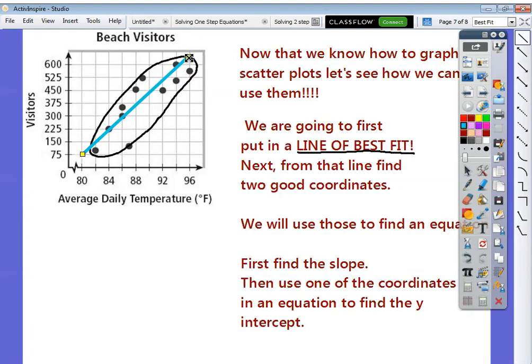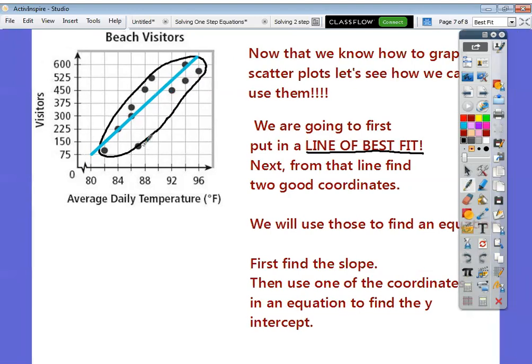Remember I told you that sometimes you're going to have what's called an outlier, and it's a dot that really doesn't fit in with the rest of them. It's still part of the data, but what that dot right there probably means is that it was like 86 or 87 degrees, and there were only like 120 visitors at the beach. Okay. All right, so I like this line a lot better. So there's my line of best fit.